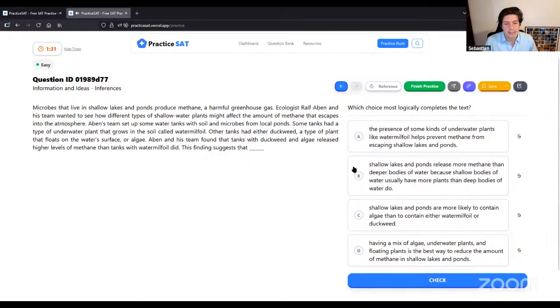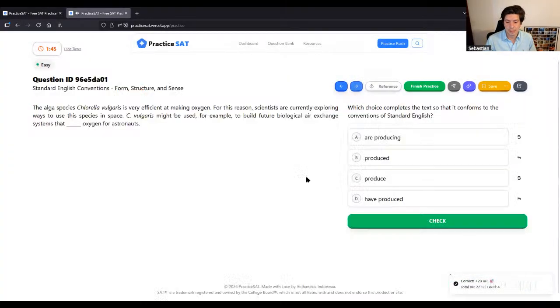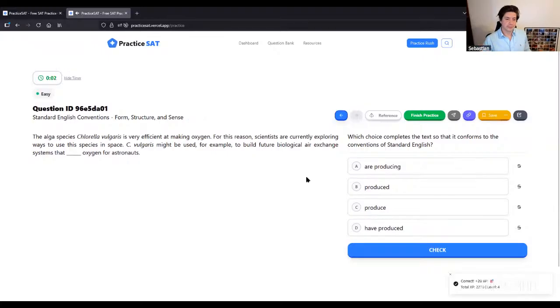So we're not talking about shallow versus deeper bodies of water. More like contain. So it should be A, right? Because we're being told that water milfoil has lower amounts than duckweed and algae. The other ones didn't have to do with that specific thing. They were just making things up as they went.